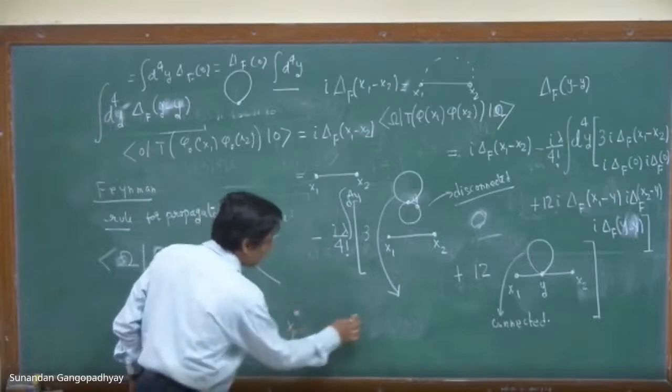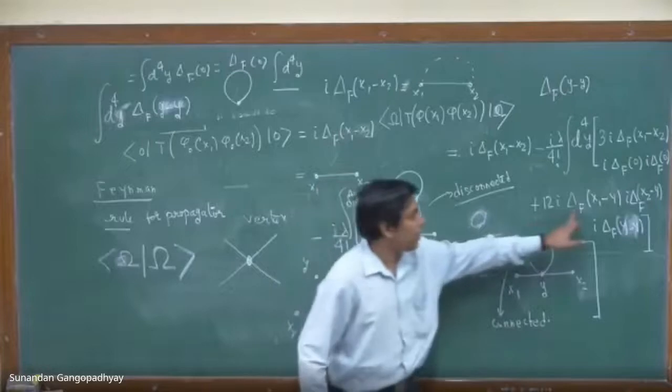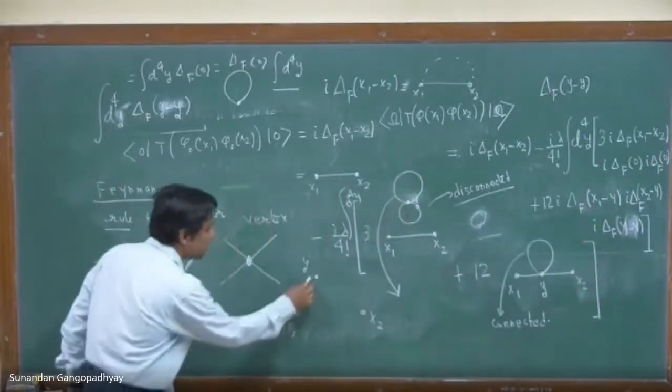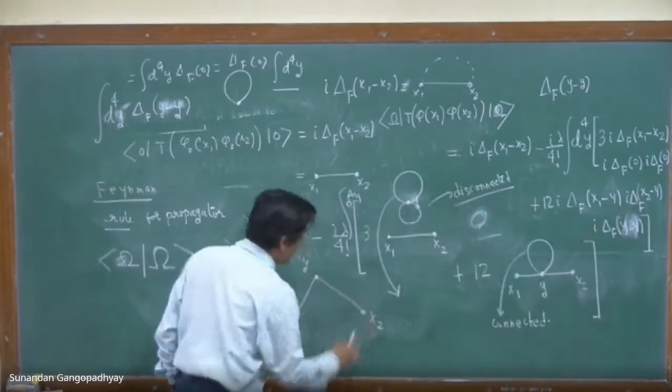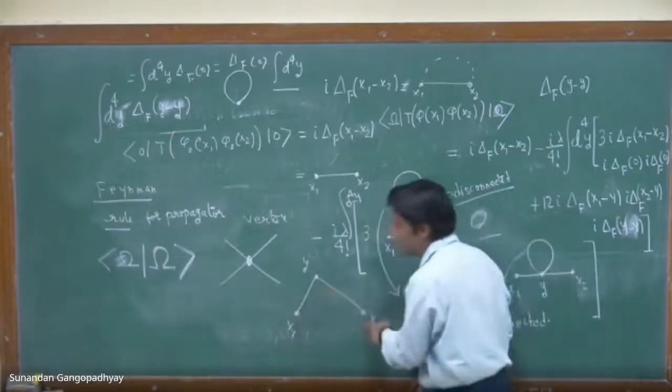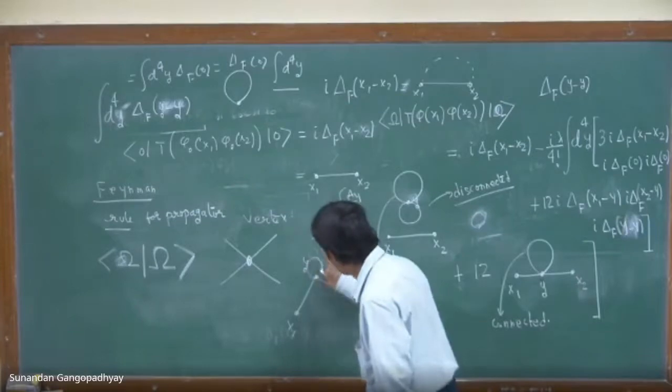You take two points, x1 and x2, and you take one point y. So what does i delta(x1 - y) tell you? It tells you to just join these two points by a straight line. And what does i delta_F(x2 - y) tell you? It tells you that you join this by a straight line. So whether you write the diagram like this or like this, it doesn't matter. They are topologically the same. You can just deform it to this form. Now this is the point y. At y, you have a bubble, and you have another bubble here. Now is it clear?